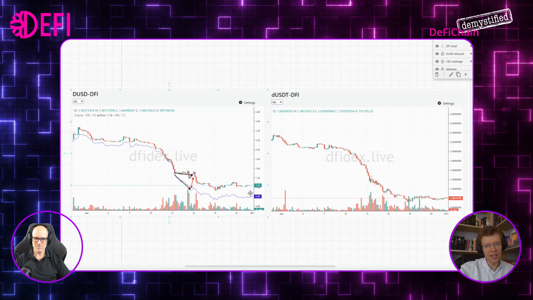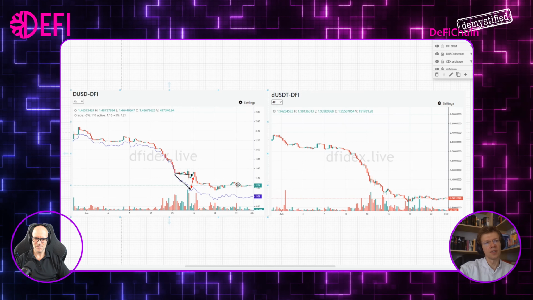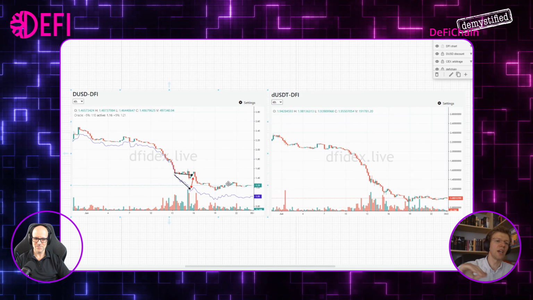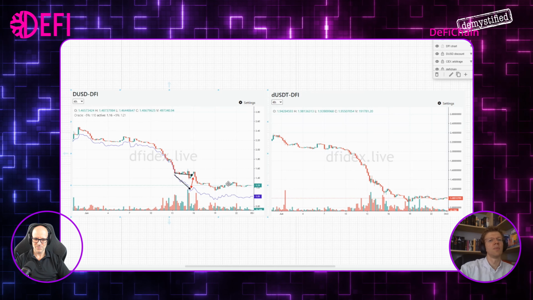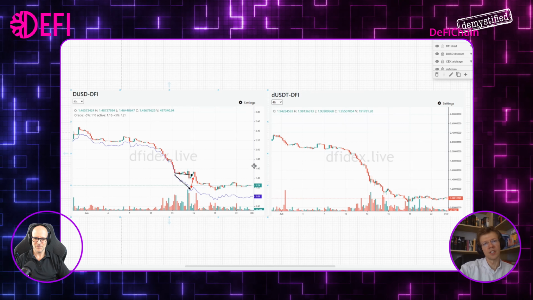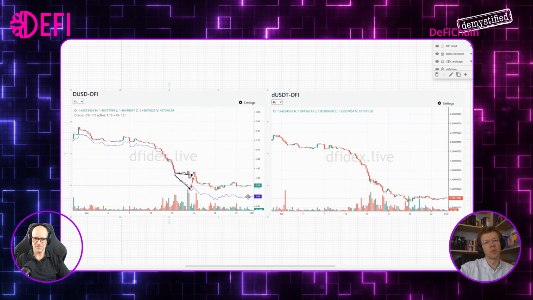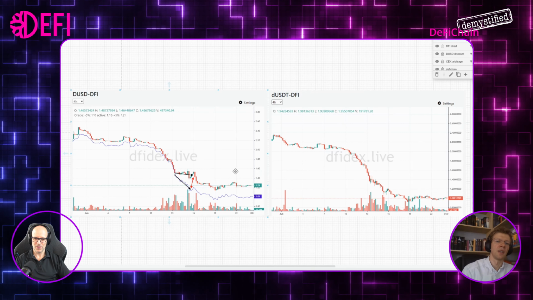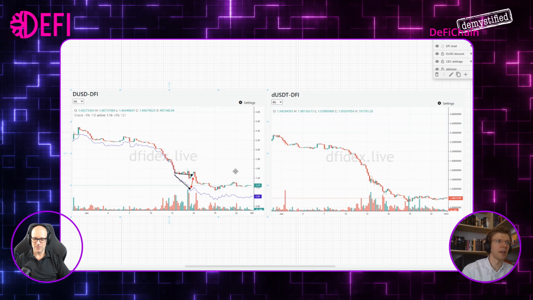But if this line gets up, the DUSD DFI line is just slower in reaction because it's usually a bigger pool, and therefore this will go up slowly. This goes up fast, then we come together and are back on track.